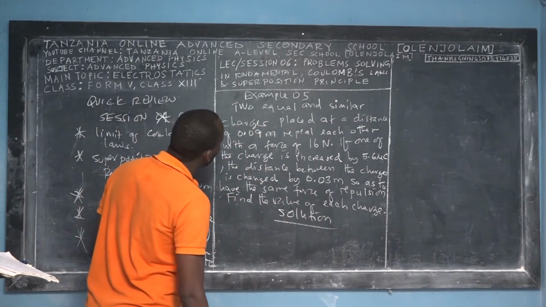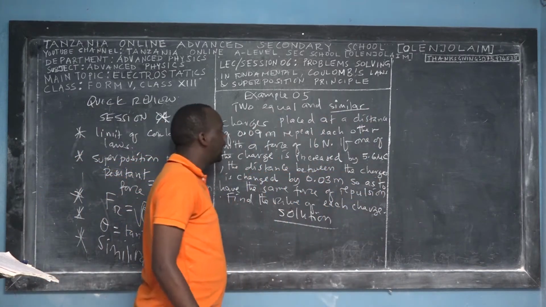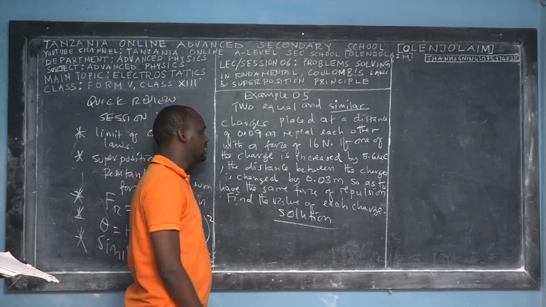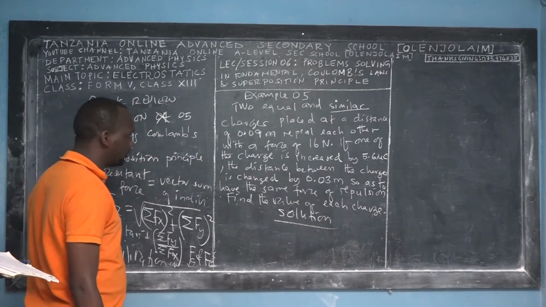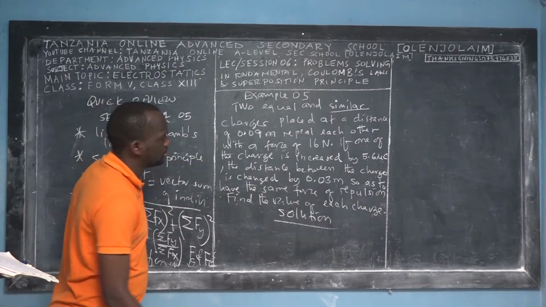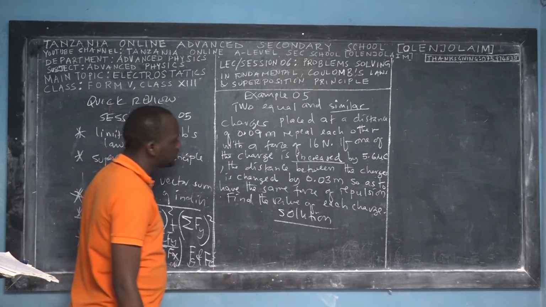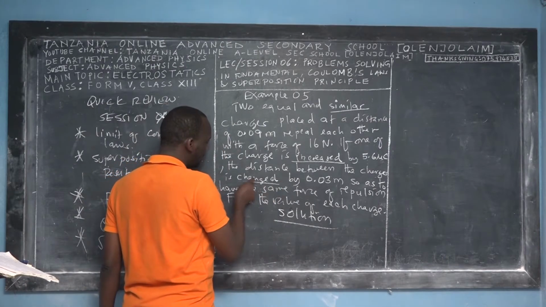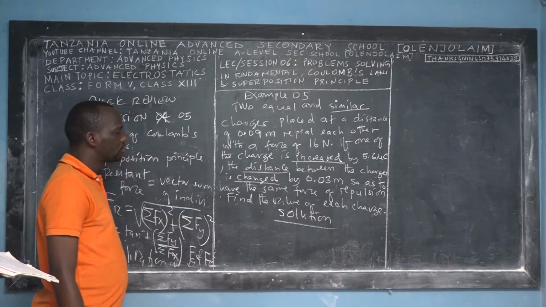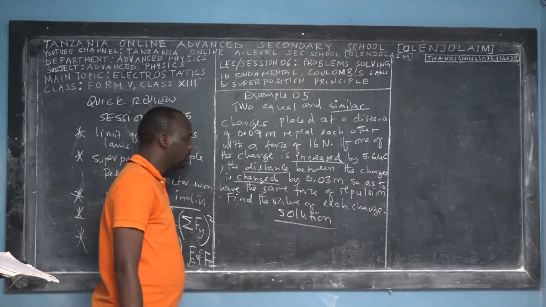Okay, solution. You are given two equal and similar charges. What is the meaning of similar charges? If one is positive, the other one is also positive. If one charge is negative, the other one is negative also. Placed at a distance of 0.09 meter, they repel each other with a force of 60 newton. If one of the charges is increased by 5.6 microcoulomb, the distance between the charges is also changed by 0.03 meter, so as to have the same force of repulsion. Find the value of each charge.